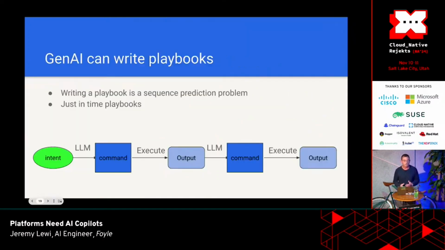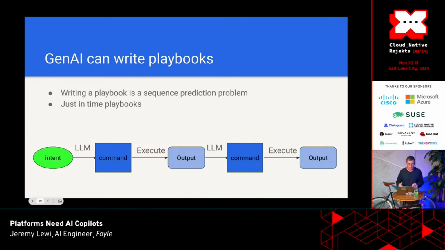So this is a problem that I think generative AI is perfect for solving, because we can use generative AI to write our playbooks. And it's not just that we can use generative AI to write our playbooks, we can do so dynamically and generate our playbooks just in time, so that our playbook is personalized and adapted to the specific issue that we're seeing. So it's analyzing, based on the output of the commands we've just run, what we need to do next.